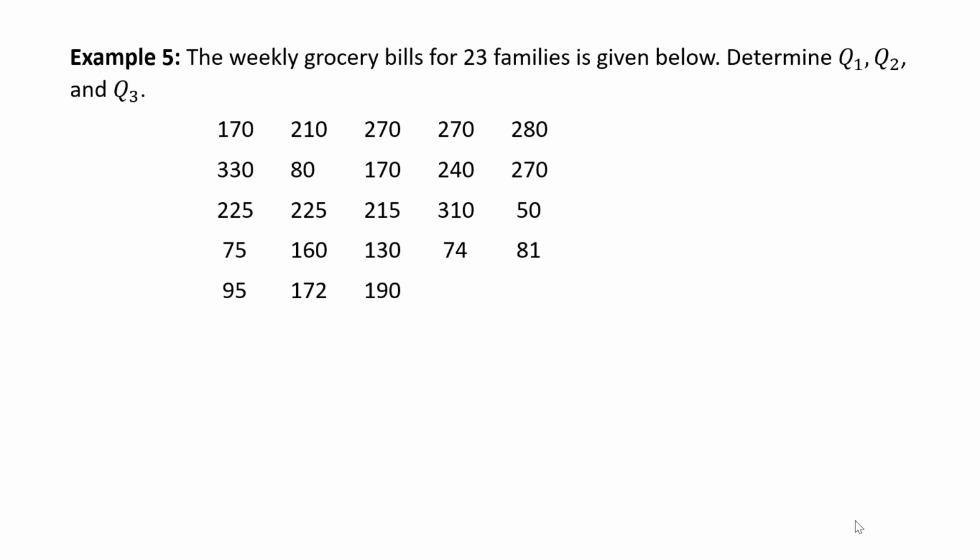Example: the weekly grocery bills for 23 families is given below. Determine Q sub 1, Q sub 2, and Q sub 3. That is, find the first quartile value, the second quartile value, and the third quartile value.